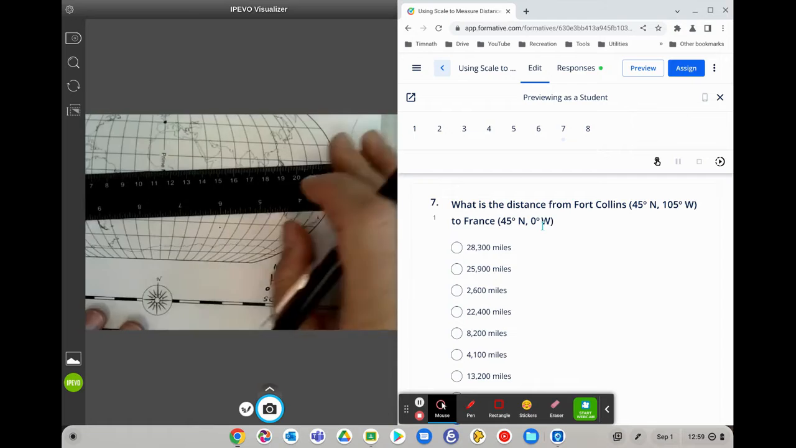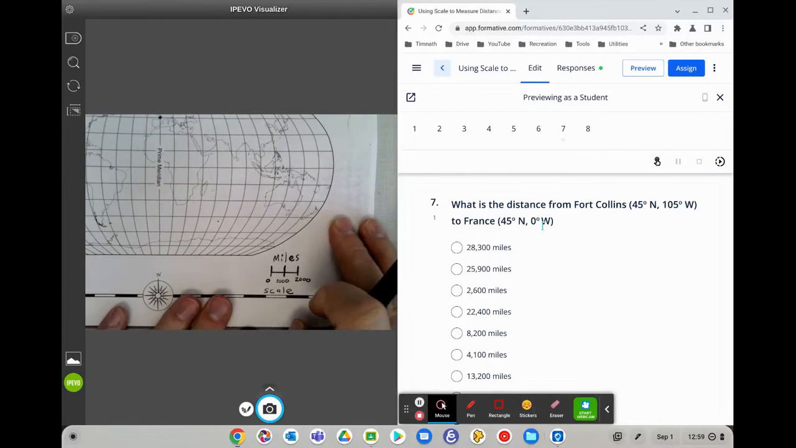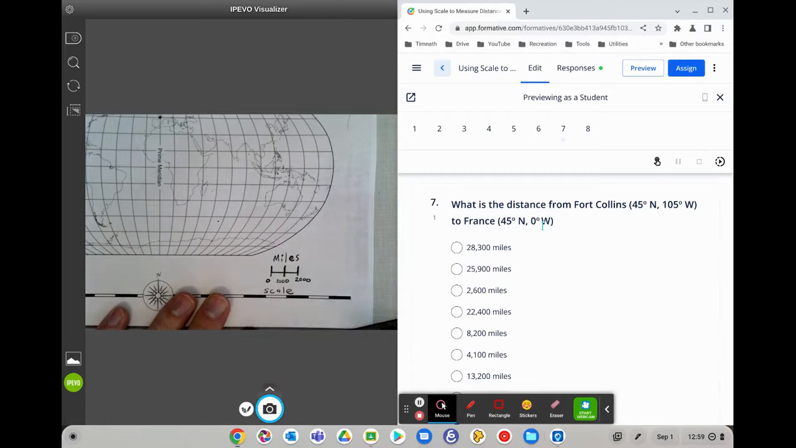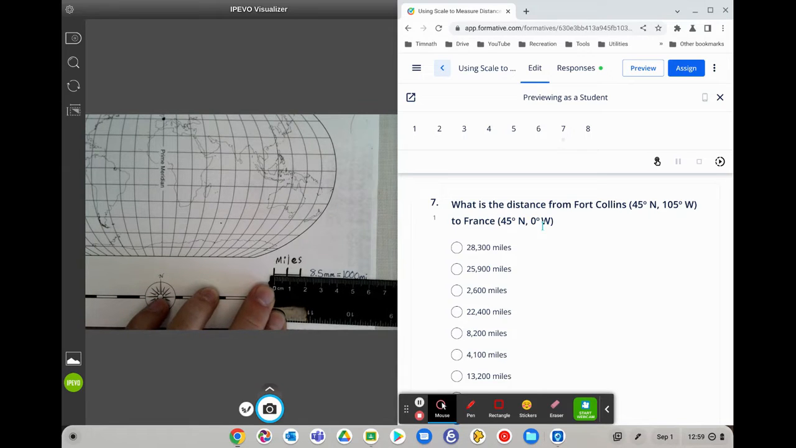Then we're going to have to measure. But before we measure those coordinates, make sure you all add to your map that our scale here is 8.5 millimeters equals 1,000 miles. Make sure you write that in. It'll save you from needing to measure this and realizing that that does in fact come out to 8.5 millimeters.